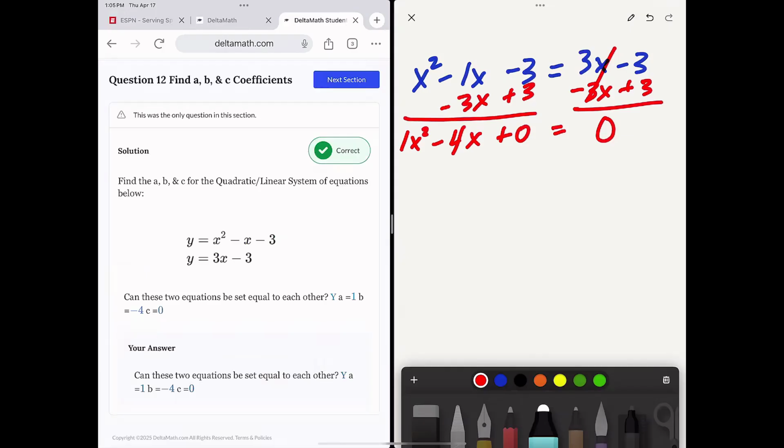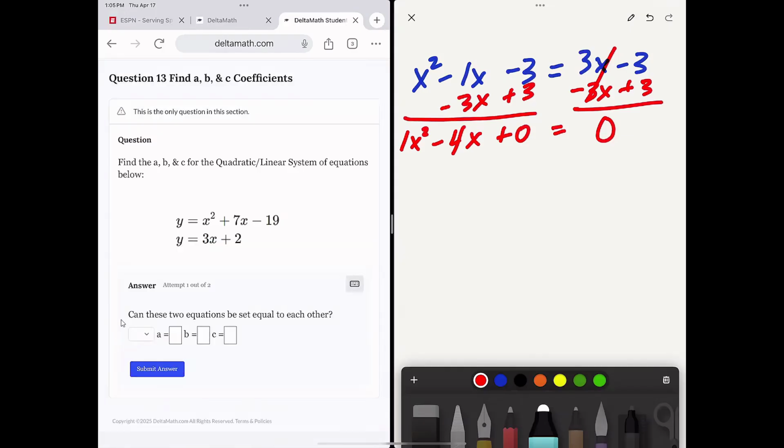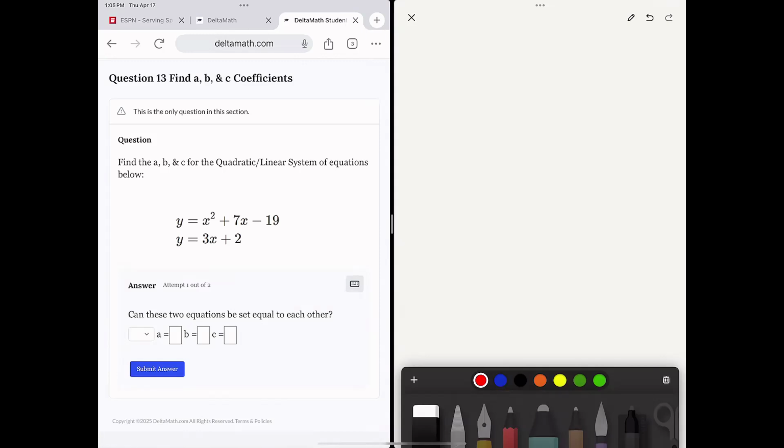Let's do one more of these. Okay, let me get rid of this. First question, can these two equations be set equal to each other? Absolutely, because they're both equal to y. Now, if one of the equations wasn't equal to y, we should get it equal to y first and then set the two equations equal. But in this case, they are. So we can write this as 1x squared plus 7x minus 19 equals 3x plus 2. The reason I can set those two equal to each other is because they're both equal to y.